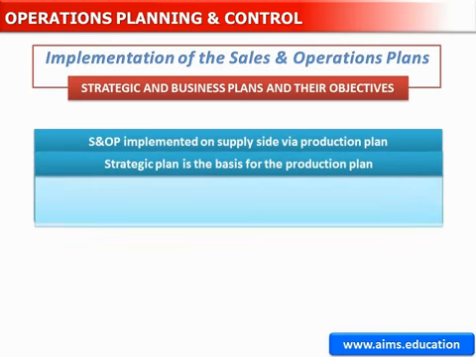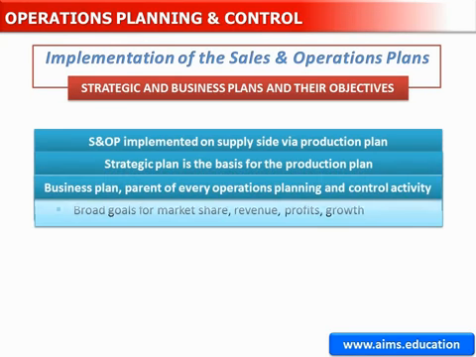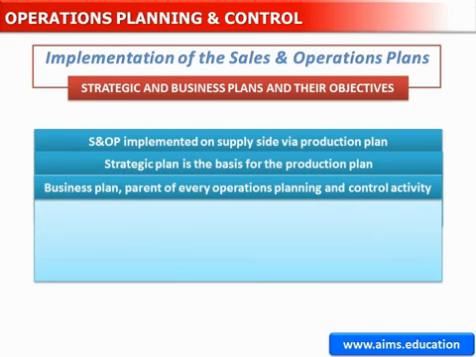The strategic plan is the basis for the production plan, clearly identifies the company's mission, goals, and objectives, and sets the high-level direction of the organization, including broad goals for market share, revenue, profits, and growth. Business plan is the parent of every operations planning and control activity.